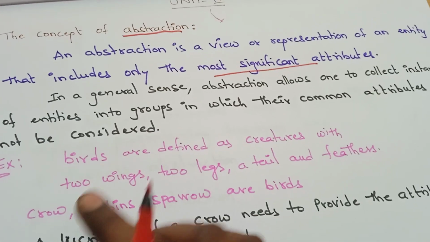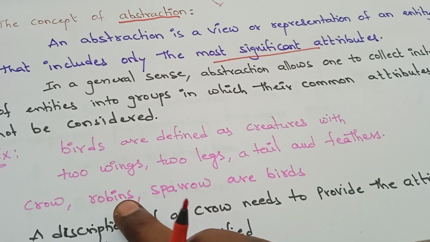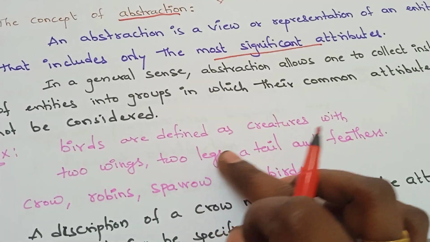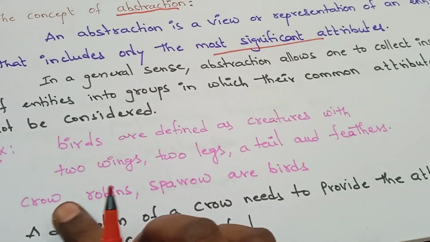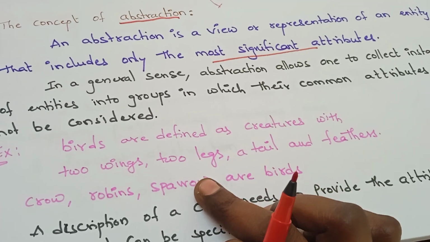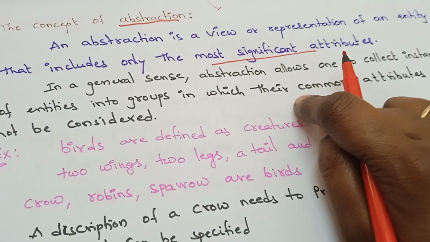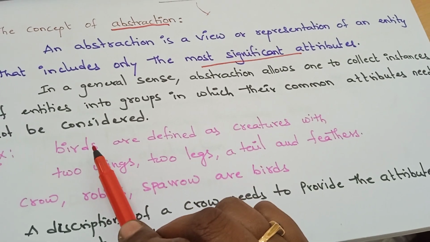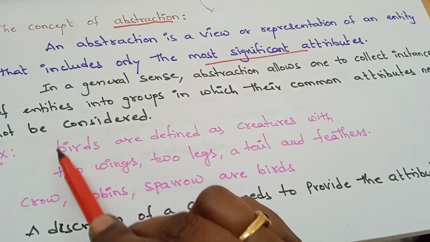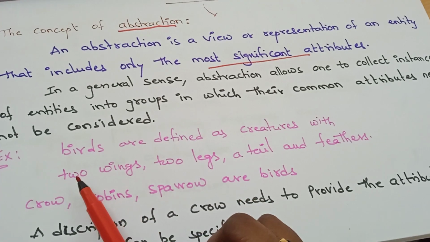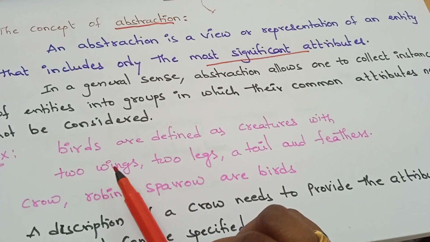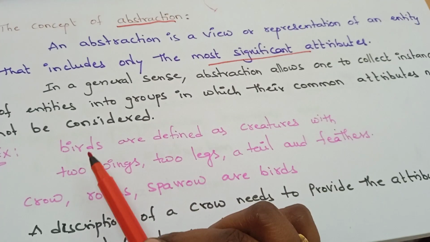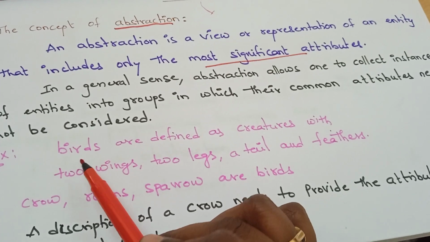Now, if I'm saying crow is a bird, robin is a bird, sparrow is a bird, then whatever attributes I have taken for this bird are common and need not be considered. And this is the definition: abstraction allows one to collect instances. So I'm taking bird as an abstraction, bird creature as an abstraction. So here we take some instances as entities into groups, that is, two wings, two legs, a tail and feathers, or the instances of this creature.